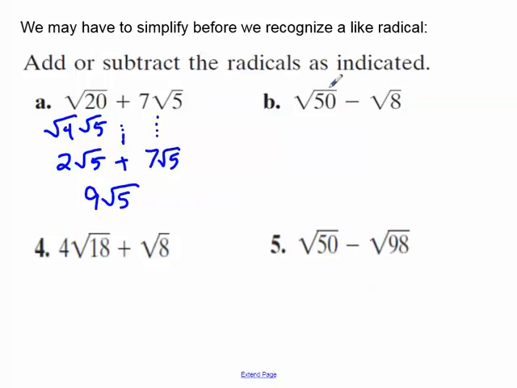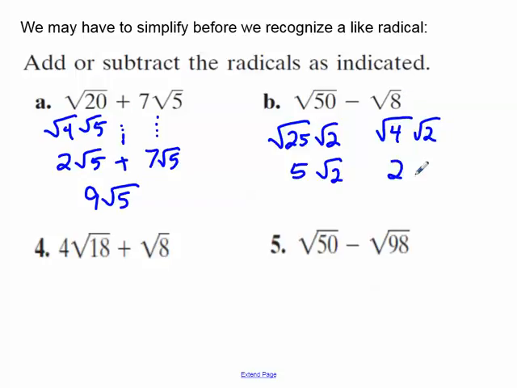Can we add these guys up? No, but we can rewrite maybe in terms of a perfect square times something else. Simplify this as square root of 25 times square root of 2. Square root of 25 is 5, square root of 2. Square root of 8 is not the same, it's not a like radical, but can we simplify it? Yeah. It's square root of 4 times square root of 2. Square root of 4 is 2. Square root of 2 is still inside the house. The minus comes down and drops down between them. 5 minus 2, now these are like radicals. 5 minus 2 is 3. Square root of 2 stays the same. Done.